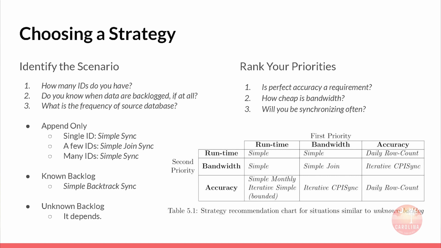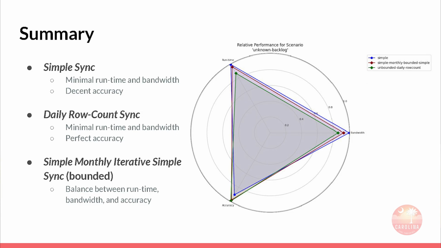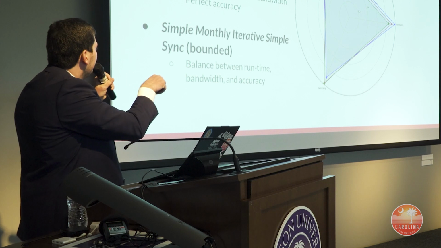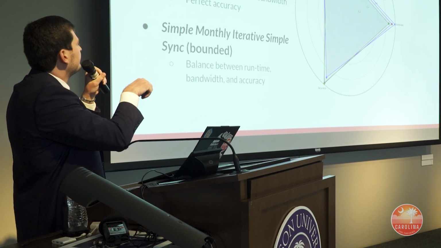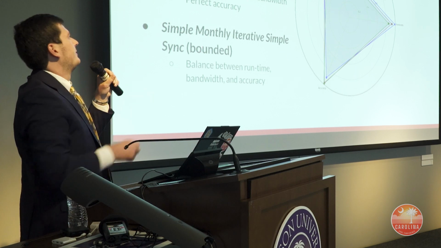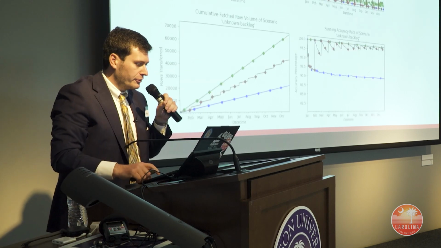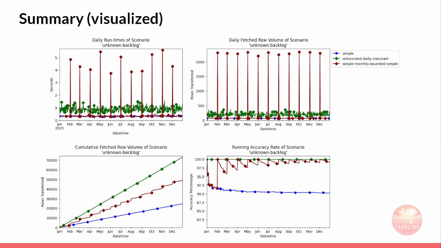Here's a little screenshot from my thesis where you can pick one. But I've already picked 3 for you. So simple sync, that's the fastest. If you just need some data thrown up on a chart, just do a simple sync. Daily row count sync actually performed better than expected, beating out binary sync in most simulations. And then there's that simple monthly iterative simple bounded. And there they perform together. Here are their performances on the time series charts.